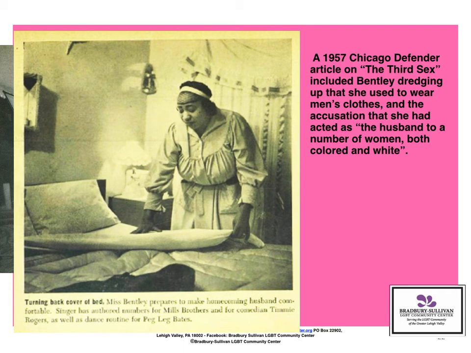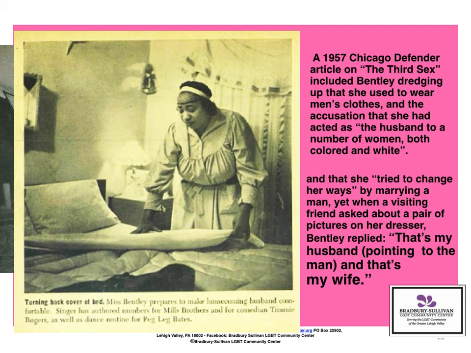But then an article came out in the Chicago Defender, this is 1957, all about the third sex, and they're talking about her, and they're saying that she used to wear men's clothes, and that she had tried to marry a man, but that she had actually acted as a husband to a number of women, both white and colored. They say that then. And that she had tried to change her ways by marrying a man, but a friend who was visiting her saw two pictures on the dresser, and they said, who are these people?